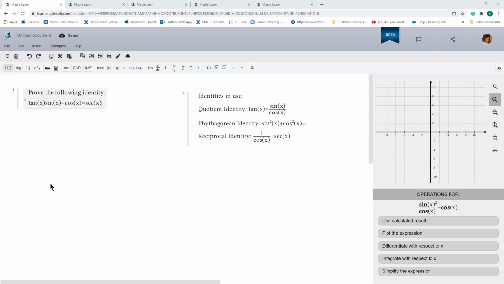In this first example, we're asked to prove the following identity, that tan of x times sine of x plus cos of x equals secant of x. Now, the first thing we're going to want to do is verify that this identity is in fact true. And we can do that by plotting the left-hand side and the right-hand side. Let's do that.